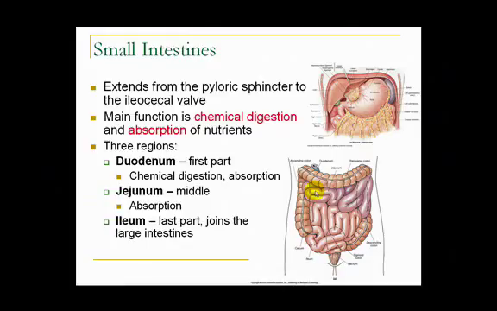And most of your absorption of nutrients happens in the duodenum. So the first part was your duodenum. That's where your chemical digestion is completed, and then the absorption. The middle portion of the small intestine is called the jejunum. You have some absorption that's happening there, but not as much. And then the last part is the ileum, which joins with your large intestines.